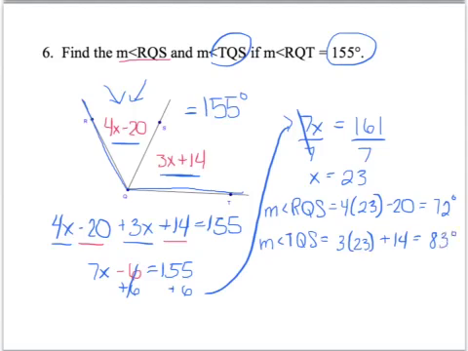Now a good way to check your answer, 72 degrees plus 83 degrees has a total of 155 degrees, which is what our problem originally stated. So we did it correct.